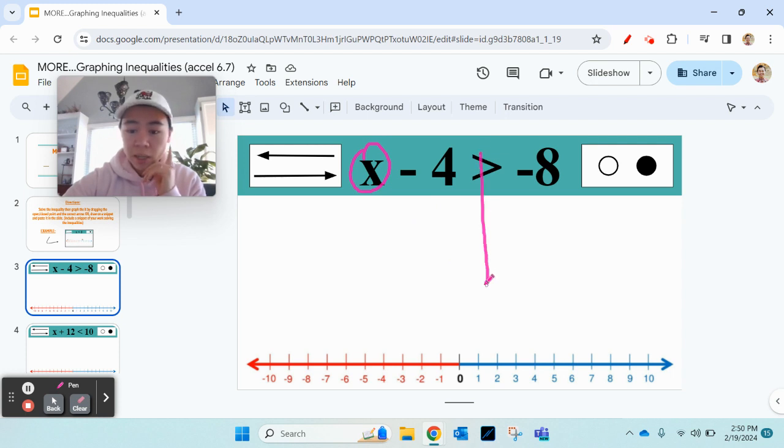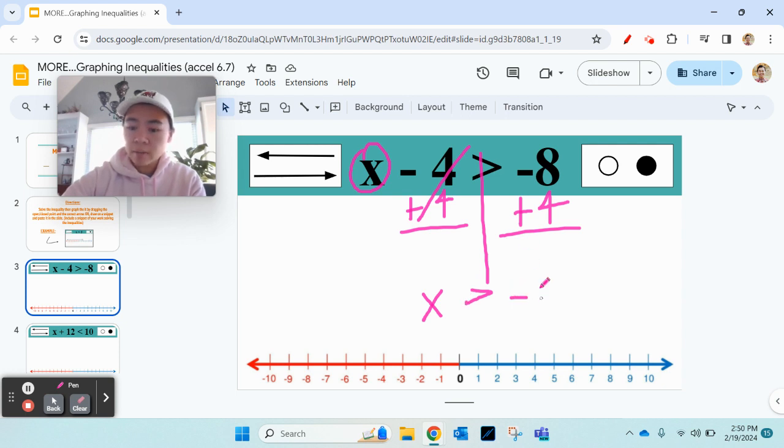I'm still going to draw my line down. I don't have to worry about my sign flipping. I'm going to do the opposite of what I see happening to my variable. I see this minus 4, so I'm going to add 4 to both sides. Negative 4 plus 4 is 0, so that's why you see us crossing it out, because it equals 0. We don't need to write that. X is greater than negative 8 plus 4 is negative 4, because it's more negative. So x is greater than negative 4.